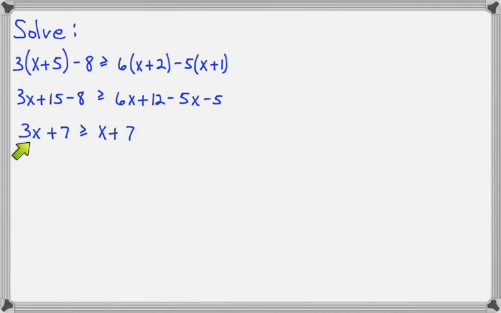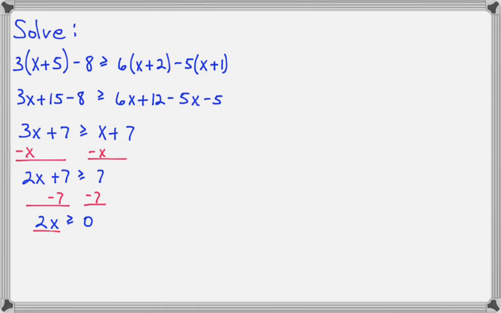Now I have both kinds of terms on both sides of the equal mark, so I will eliminate the smaller x term, and that will leave us with 2x plus 7 is greater than or equal to 7. Now I'm going to subtract 7 from both sides, and that will leave us with 2x is greater than or equal to 0. So I need to divide both sides by 2, and that will leave us with x is greater than or equal to 0, because 0 divided by 2 simplifies to 0.